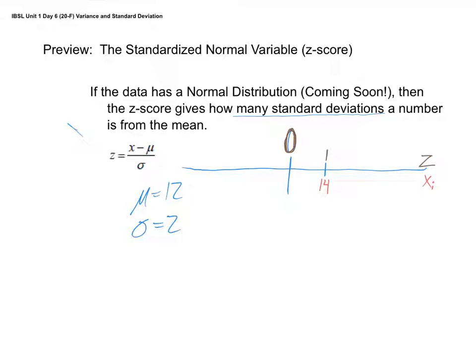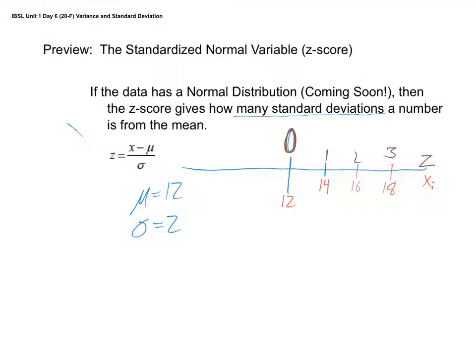Exactly. Alright, cool. And the reason why we do that is because if we're dealing with a normal distribution, we're able to figure out probabilities based on that. And that's what we're going to spend quite a bit of time doing in our second unit on statistics, okay? But I wanted to give you a preview here. If you have 16, that's going to have a z-score of 2. 18 would have a z-score of 3.